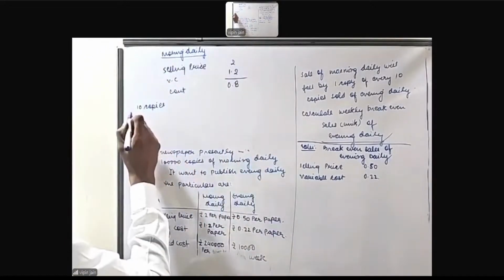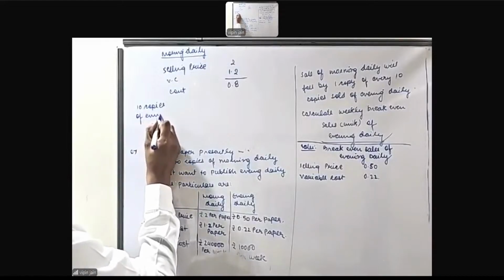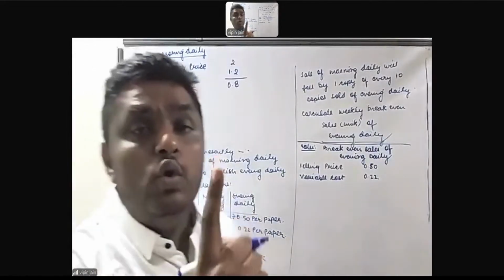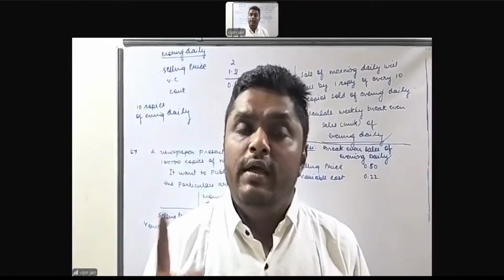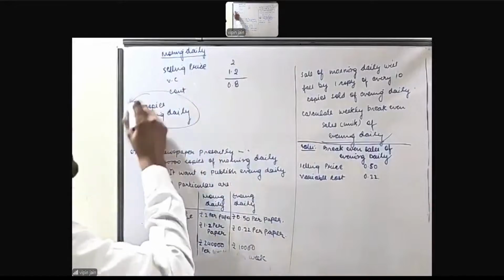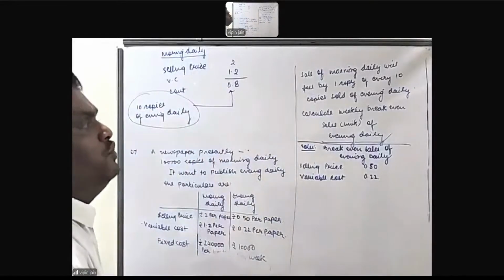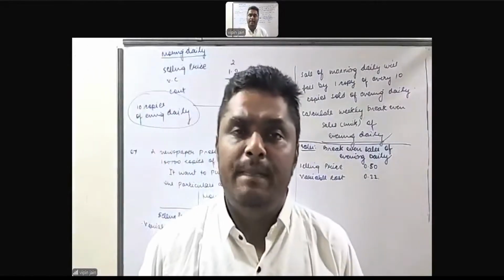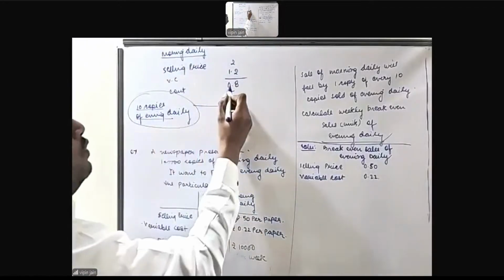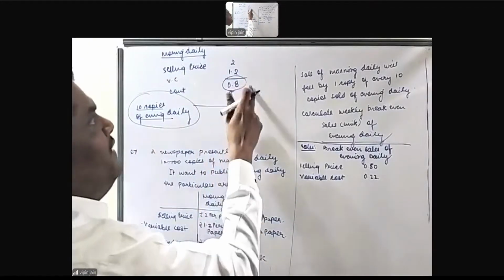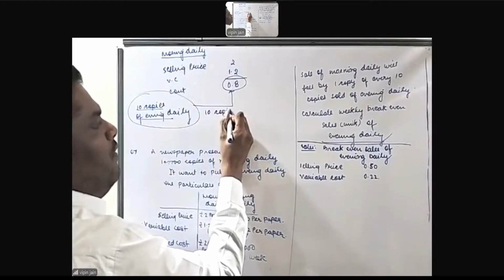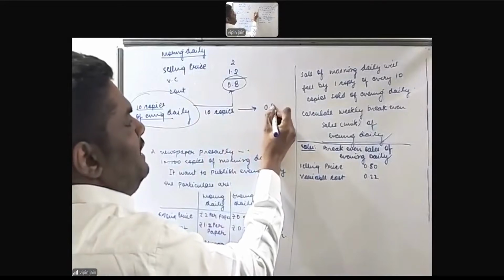So on sale of 10 copies of Evening Daily, we will lose 1 copy of Morning Daily. It means on sale of 10 copies of Evening Daily, we will lose this contribution of 80 paisa. I repeat again, on sale of 10 copies of Evening Daily, we will lose this contribution of 80 paisa, what we are earning on Morning Daily. So for 10 copies, we are losing 80 paisa.